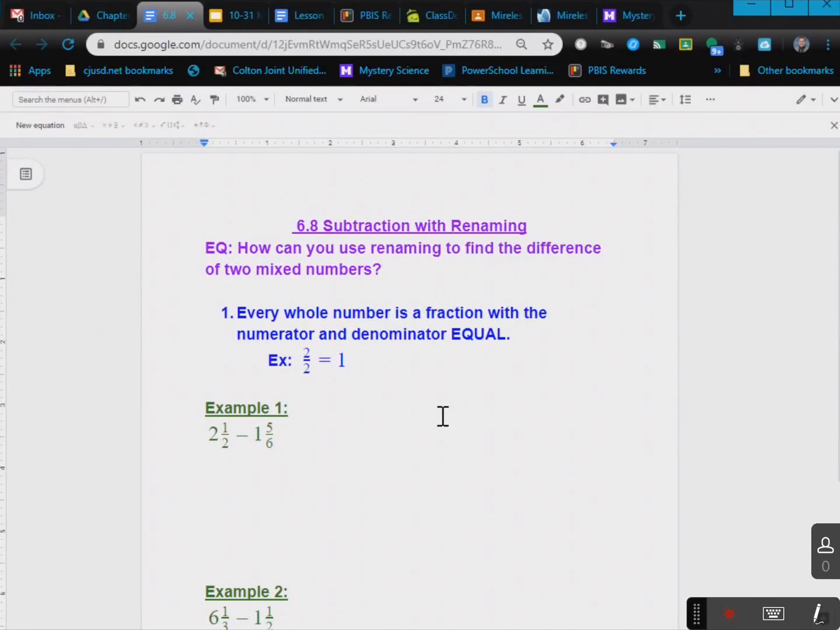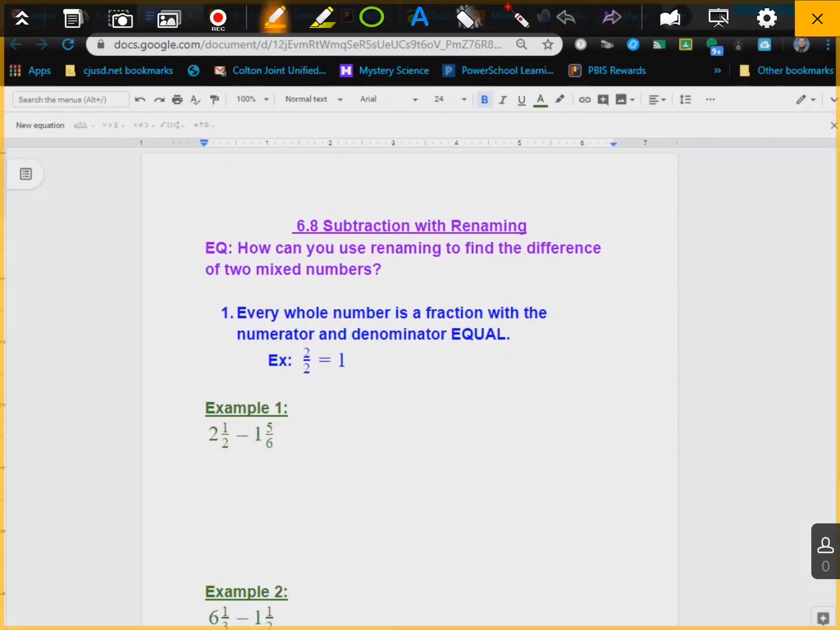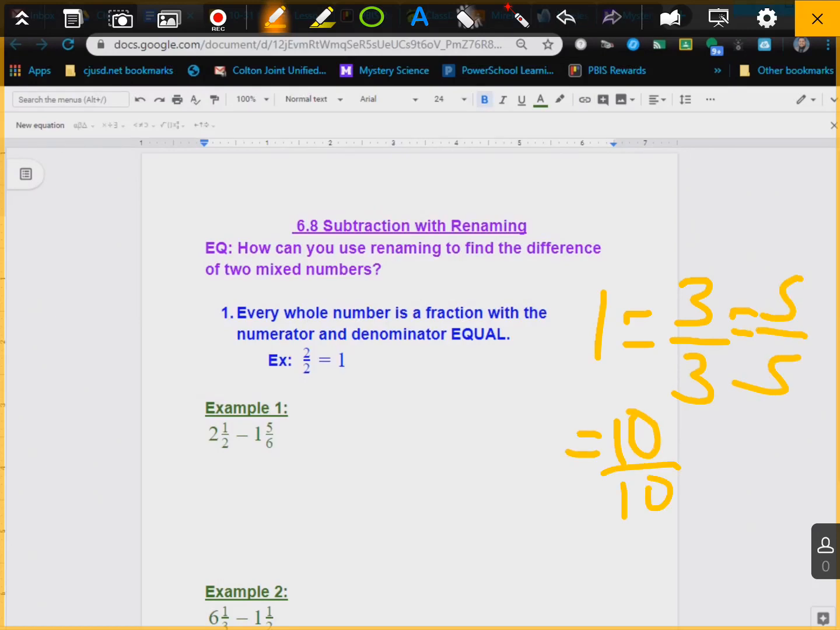So what you need to know is every whole number is a fraction with the numerator and denominator equal. For example, 2 over 2 is equal to 1, or you could say one whole number is the same as 3 over 3, or 5 over 5, or 10 over 10. As long as both the numerator and denominator are the same, it equals a whole number.